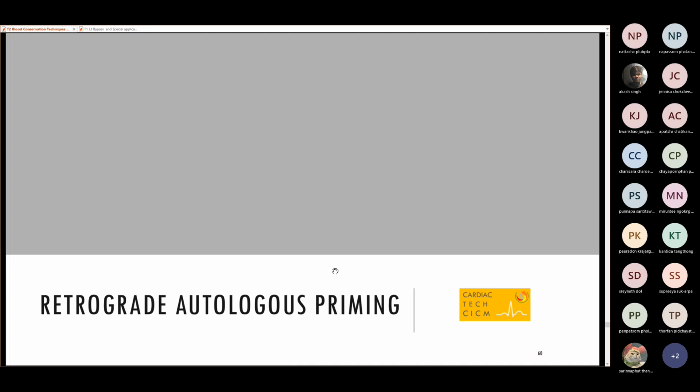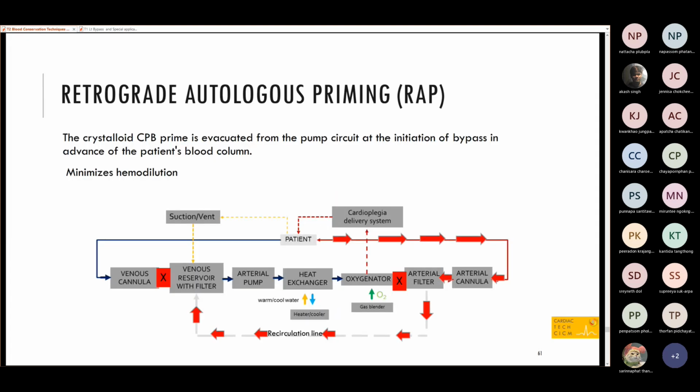All right, here is the outcome of filtration. The last session of this lecture is the retrograde autologous priming. Autologous means itself, or the patient's own cells. The patient's blood is going to be used for priming in a retrograde way.